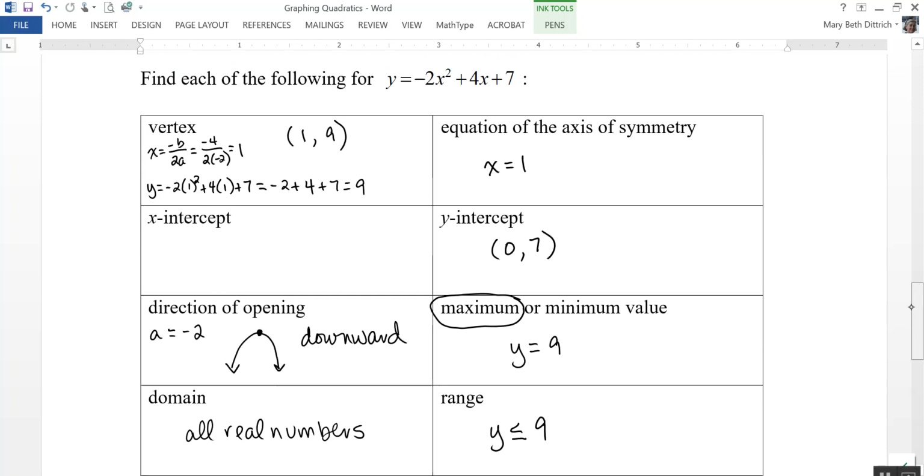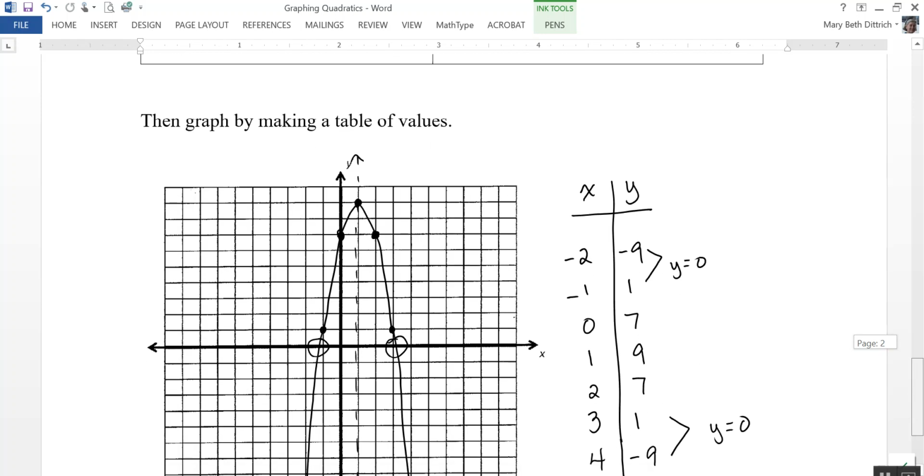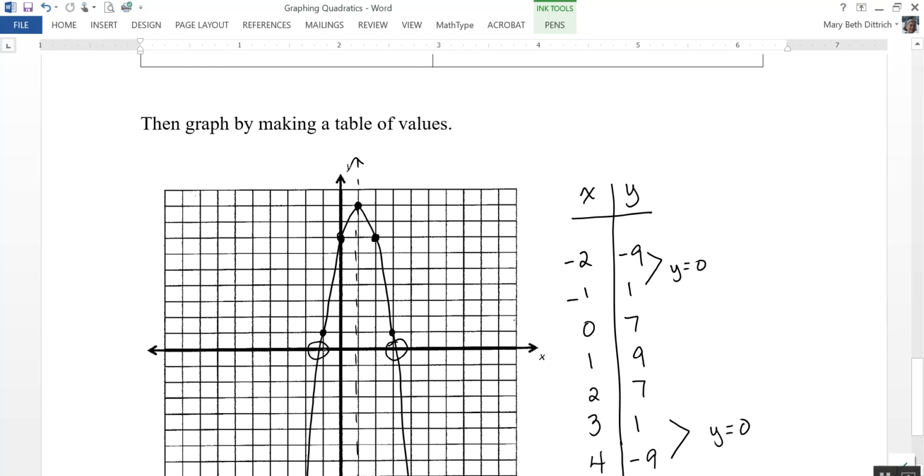I'm going to have an x-intercept between -2 and -1 and between 3 and 4. And those were those points here on the graph where the function crossed the x-axis between x equals -1 and x equals -2, and between x equals 3 and x equals 4. So in this video we took a look at how to graph a quadratic function, how to find the vertex, the equation of the axis of symmetry, the x and y intercepts, direction of opening, maximum and minimum values, domain and range, and then how to graph.